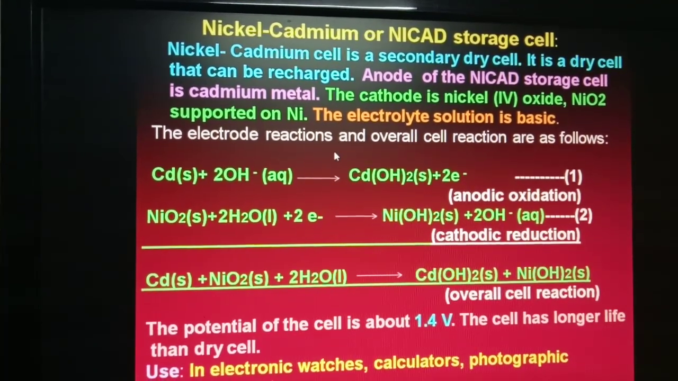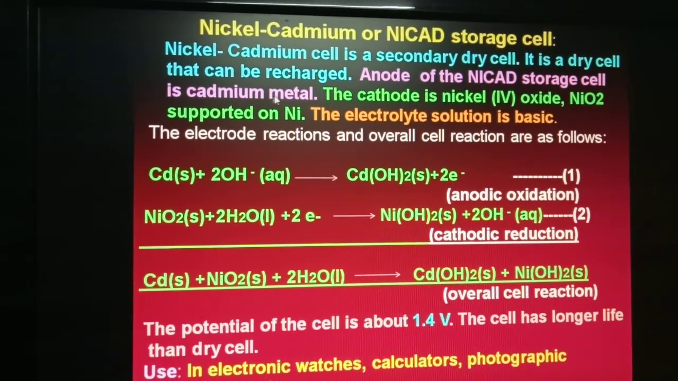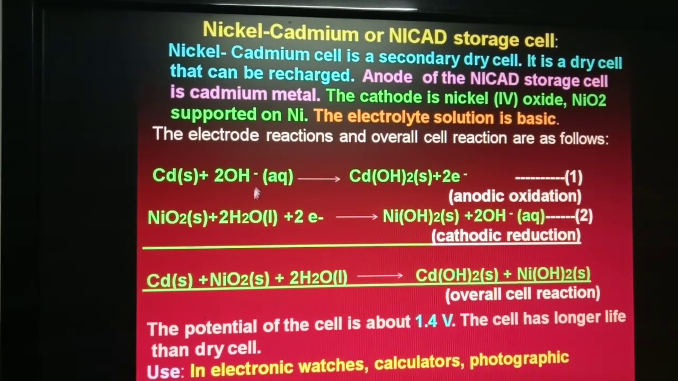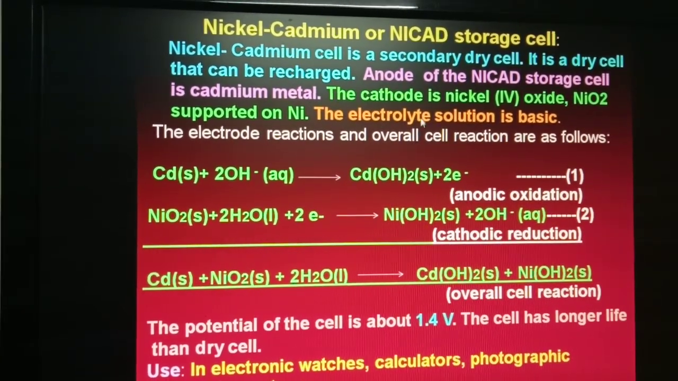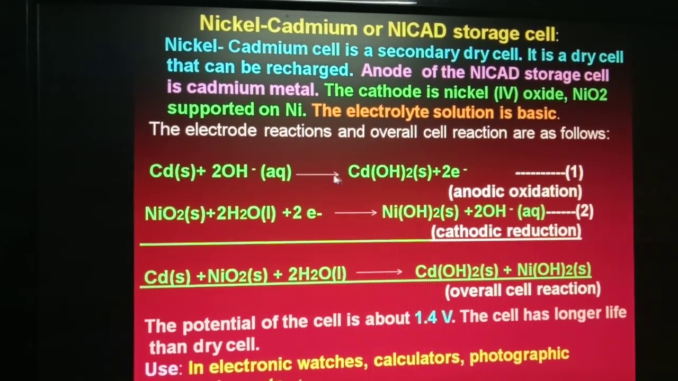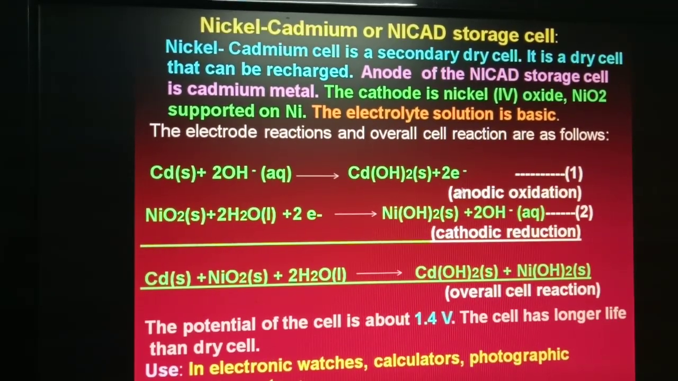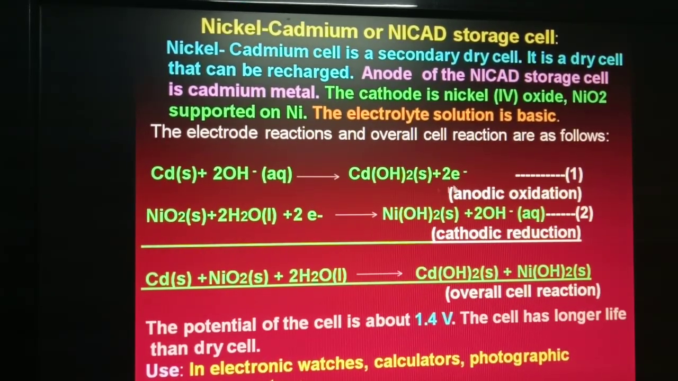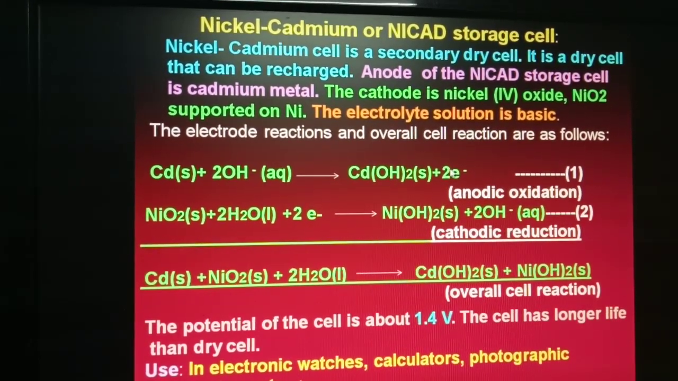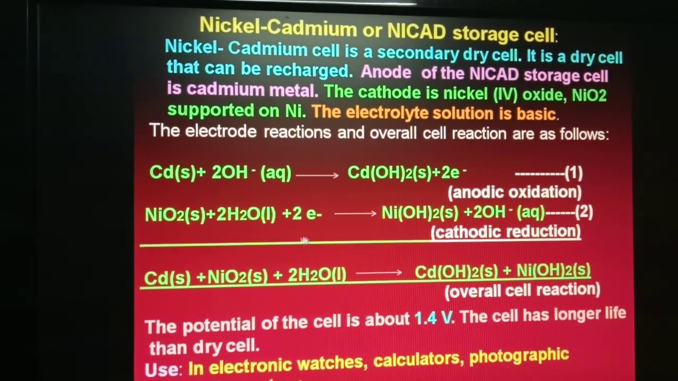Now let us see the electrode reactions and overall cell reaction. As the anode is cadmium, cadmium combines with OH- ions of the base taken as electrolyte to form cadmium hydroxide plus 2 electrons. That means cadmium oxidizes over here. This reaction takes place at the anode, so it is called anodic oxidation.